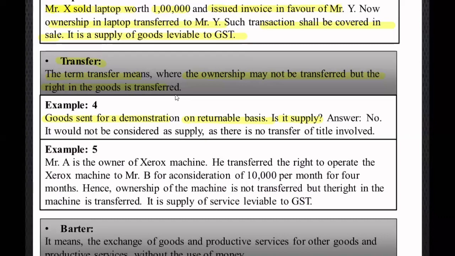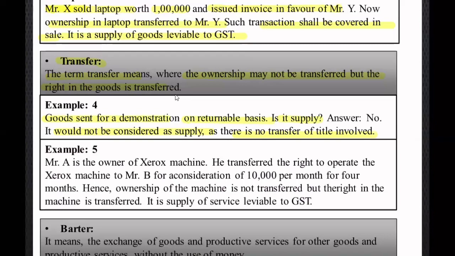It is a supply and GST should be levied on that transaction. And yes, that is. The answer will be no, it would not be considered as supply as there is no transfer of title involved. So wherever there is transfer of title or right in the goods, that will be treated as transfer, and those transactions will be considered as supply and will attract GST. How much and in what way is a later part of the discussion. Right now we are trying to crack what actually is a supply and what will attract GST.